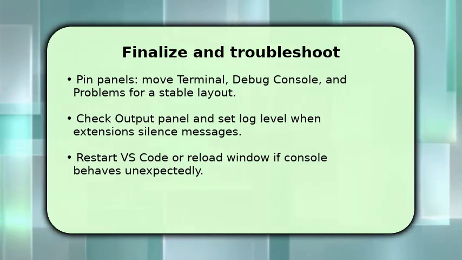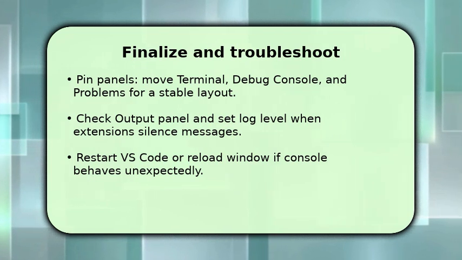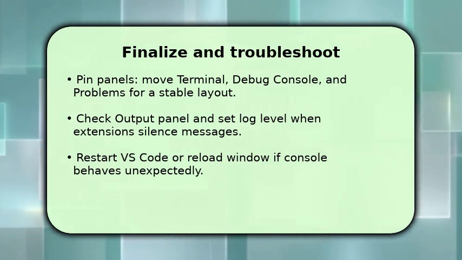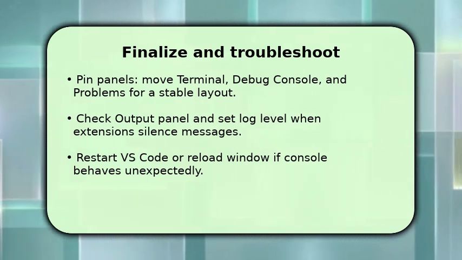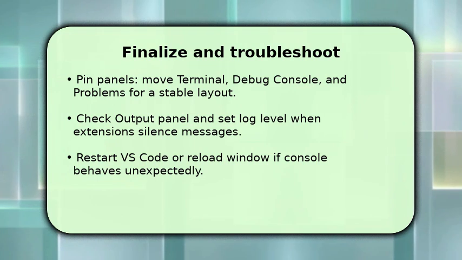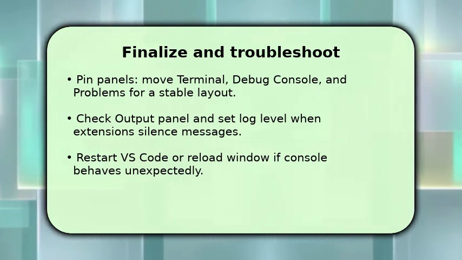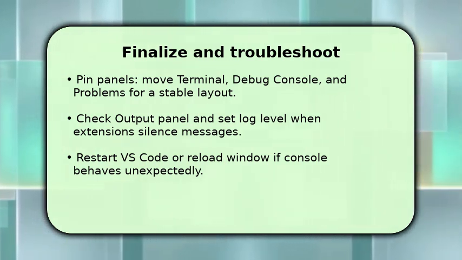If you don't see expected messages, make sure your script prints to stdout and that your launch.json isn't redirecting output. As a key troubleshooting tip, if consoles behave oddly, reload the window or fully restart VS Code. That resolves shell and extension state issues most of the time.